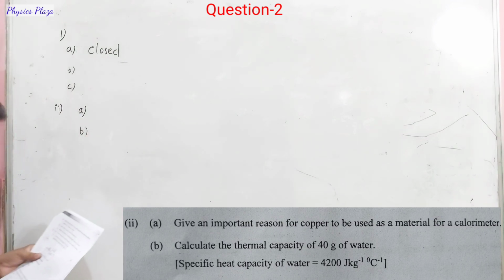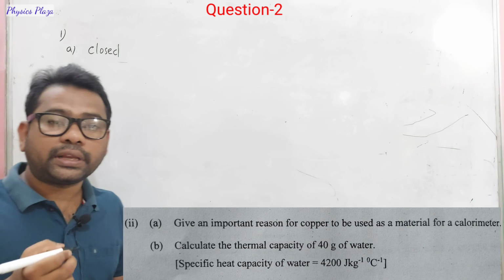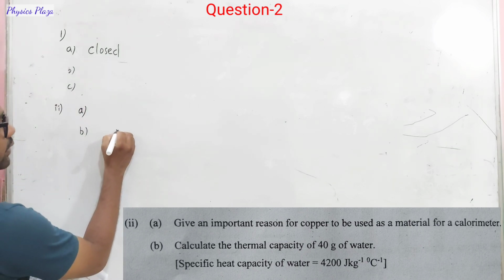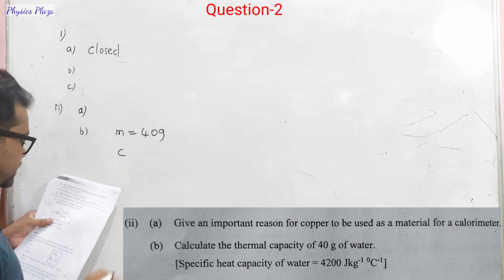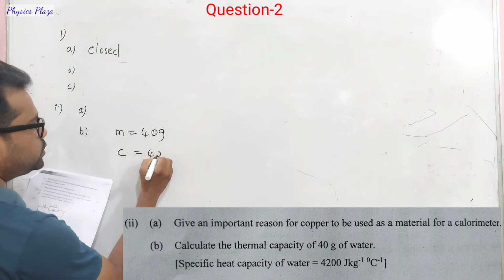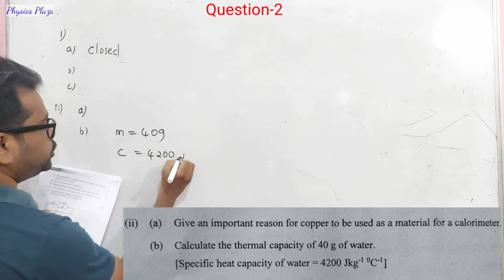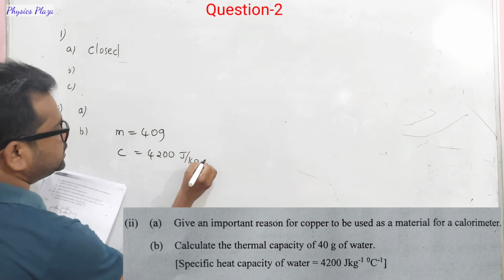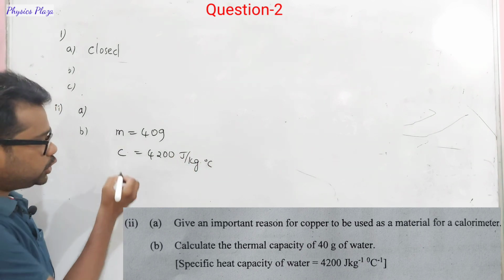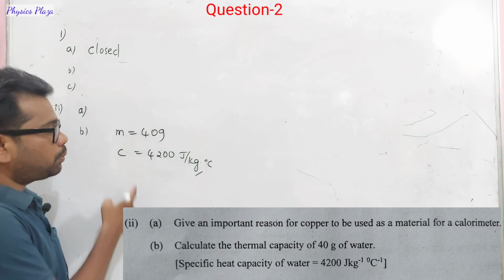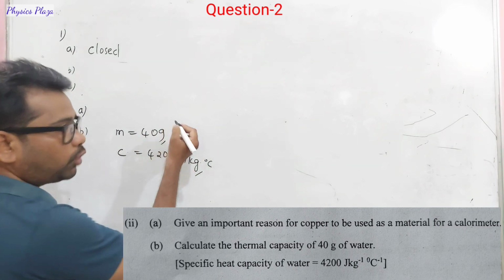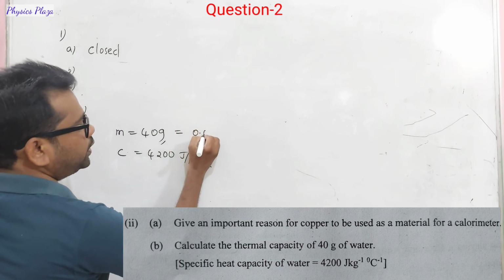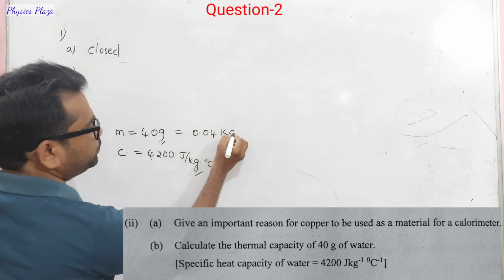Look here. Calculate the thermal capacity of 40 grams of water. Children, here the mass is given as 40 grams, and the specific heat capacity is given as 4200 joule per kg per degree Celsius. Here the specific heat capacity is in kg, the mass is in grams, so the mass must be converted. 40 grams is equal to 40 by 1000, which is 0.04 kg.